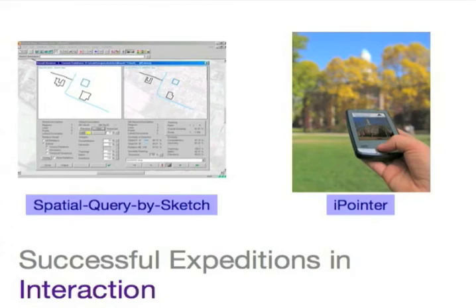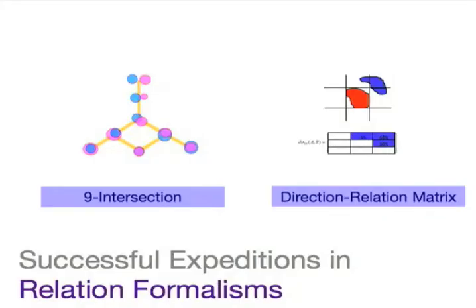Certainly, spatial query by sketch is another interface interaction aspect that shows the same principle here. And then the eye pointer, we shouldn't forget that, as maybe the most successful interaction thing that I've ever worked on. Looked at such things as formalisms of spatial relations, and you've heard probably about something like the 9 intersection or the direction relation matrix, which are both things that have been picked up quite a bit.